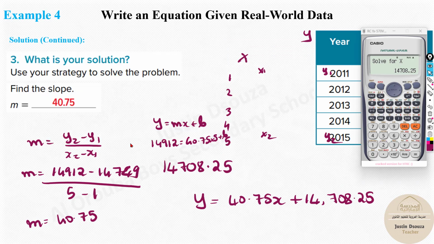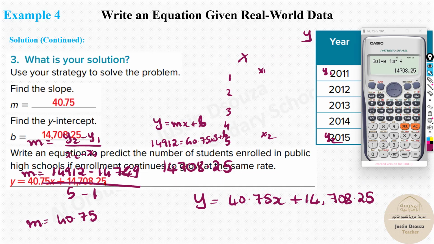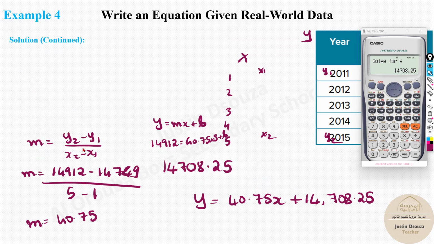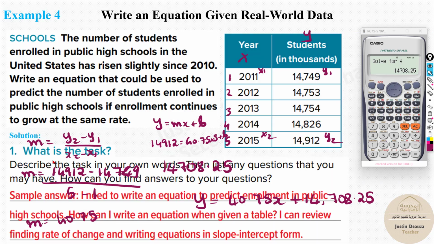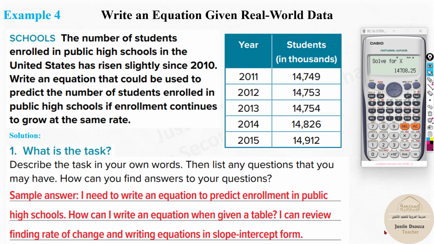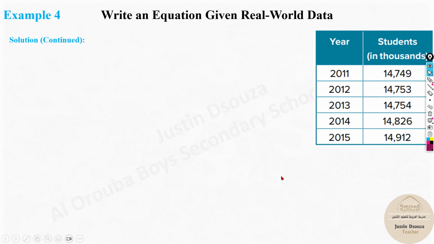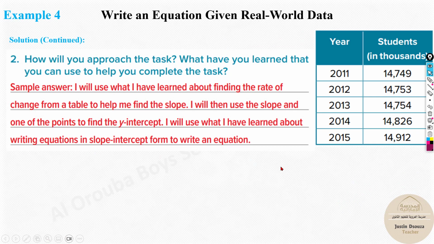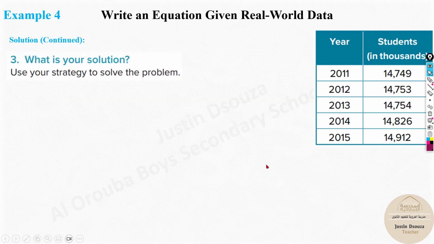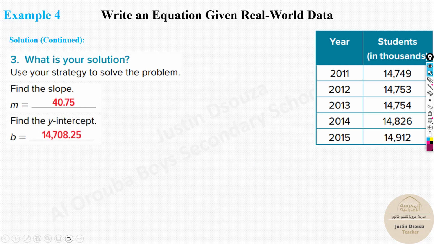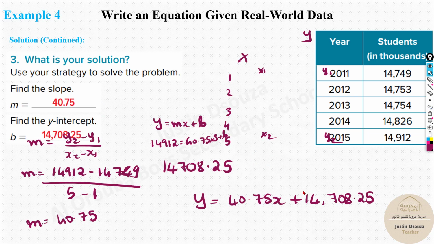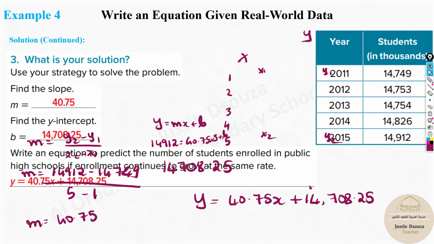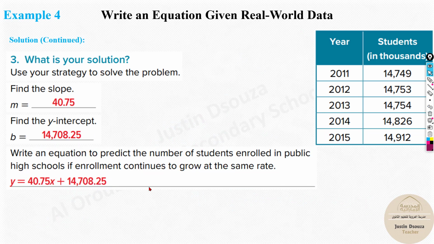You can see that's the answer. There is lots of explanation. You can go through it by yourself. Just a simple explanation. Do go through it. You can pause the video and go through it. Now here the answer is so much. You can see 40.75 was m and 14,708.25 was b value. All you do is write them together in the slope intercept form, and that is your answer over there.